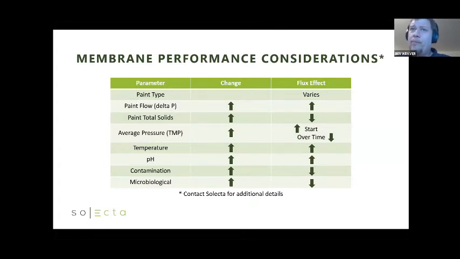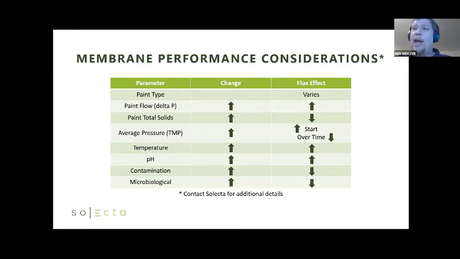And what that does is the flux decreases, meaning the throughput output of the UF module decreases with higher paint solids. Average pressure, TMP, we consider transmembrane pressure. And that's really the driving force driving the water through the membrane. And transmembrane pressure is the average of the feed and concentrate pressures minus the permeate pressure. And the permeate pressure we always want as very, very low. So ideally we'd be as close to 0 as possible.